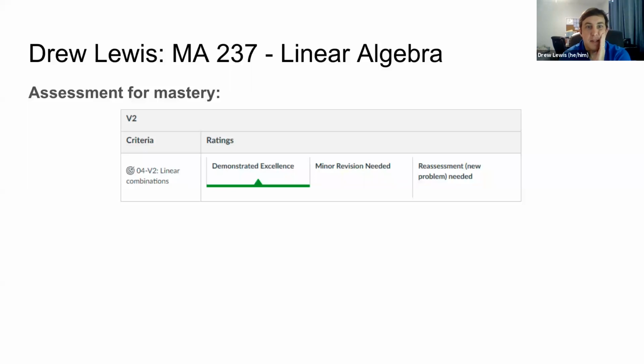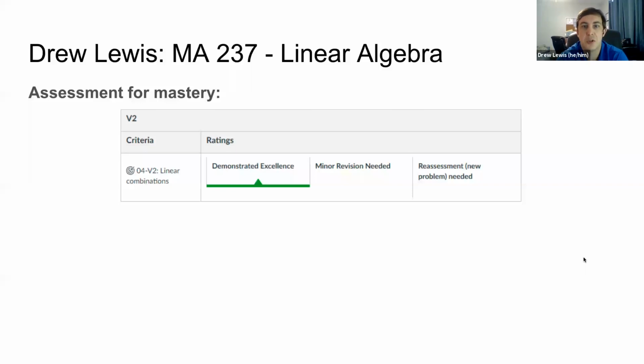So when I assess these, this is exactly what it looks like in Canvas. It's very similar to what Sharona is doing, but I have focused this more on, instead of describing their work, more on what do they need to do next. What I'm looking for is I want them to demonstrate excellence. I took the word mastery completely out of the vocabulary that I use with my students. I don't use that at all with my students. If they do everything I want them to do, then I mark it as demonstrated excellence.